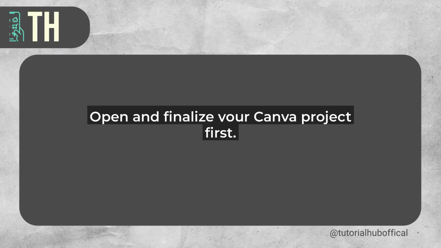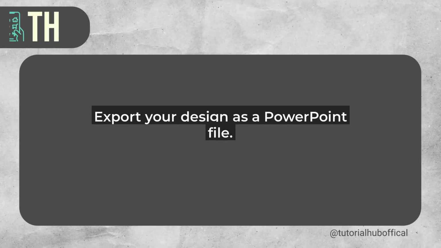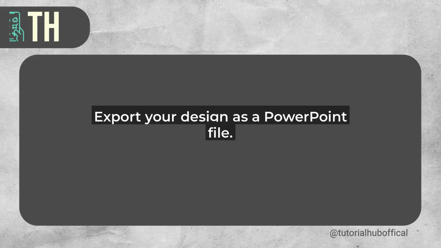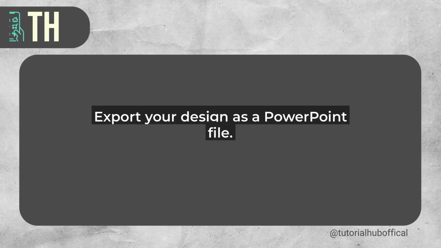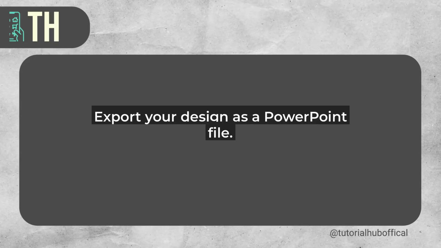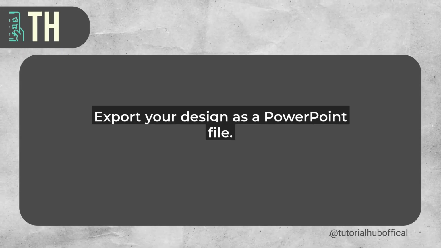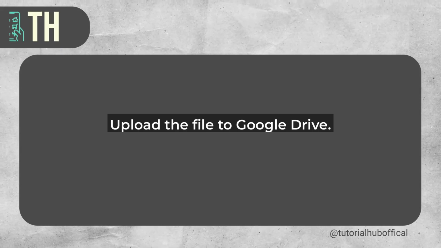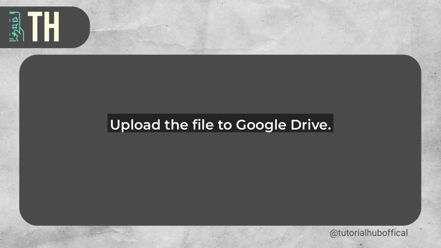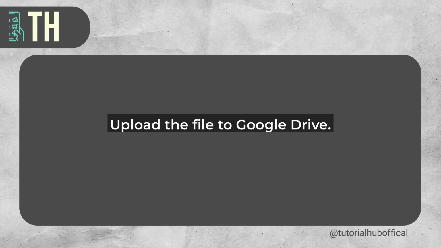First things first, open your Canva project on your desktop or app. Make sure your design is finalized. Tweak any text, images, or layouts as needed. Once you're happy, head to the Share button in the top right corner and select Download or Export. For the best results in 2025, choose to export as a PowerPoint file, PPTX. This format preserves most of your elements like text boxes, images, and even some animations.